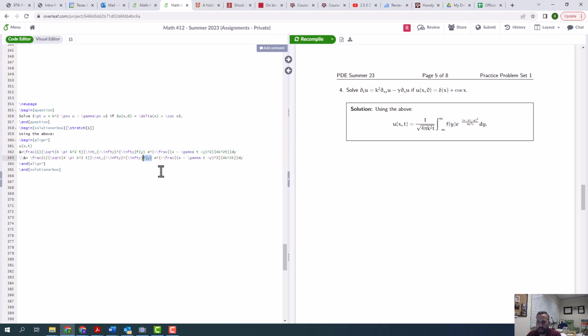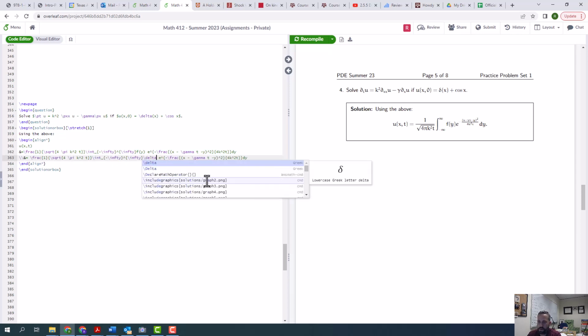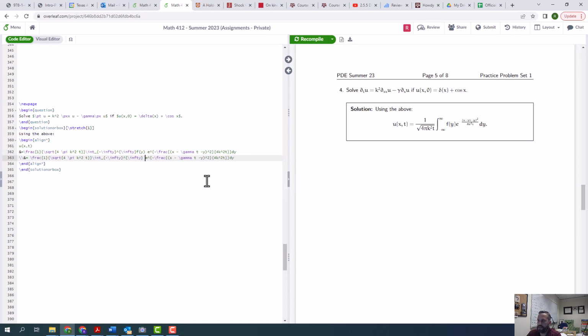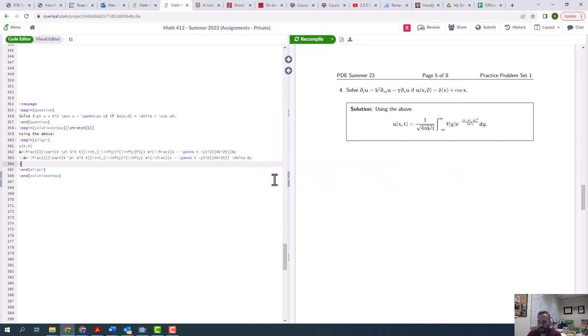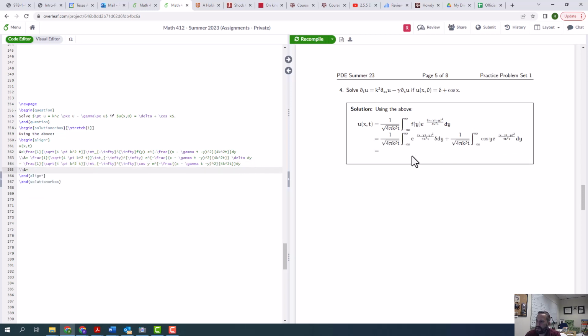I'll have delta. And remember, I'm not writing delta of y because it's not a function, even though I have delta of x up here. I'll get rid of that here. Never was there. And then plus this same thing here, but this is going to be cosine of y. Okay. So there's not a lot. I don't think we can do a lot with that second integral.